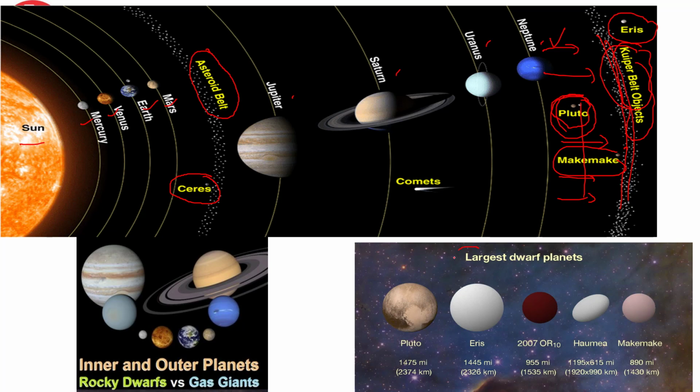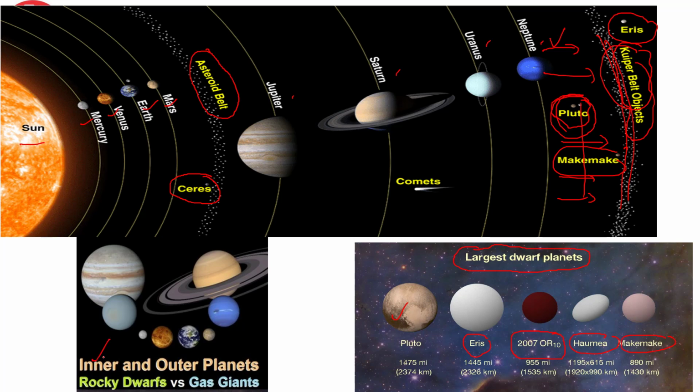And if you look at the sizes, the largest dwarf planet would obviously be Pluto. So Pluto is the largest one. Then comes Eris. And there is one unnamed dwarf planet, the largest unnamed dwarf planet. It's named 2007 OR10, and it was found in 2007. After that, we have Haumea and then Makemake. And I already explained it to you.